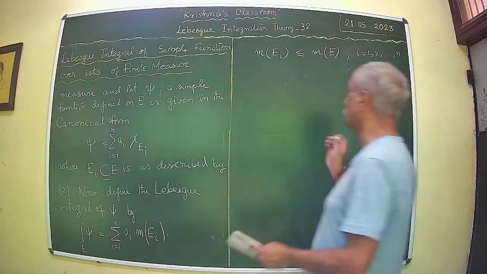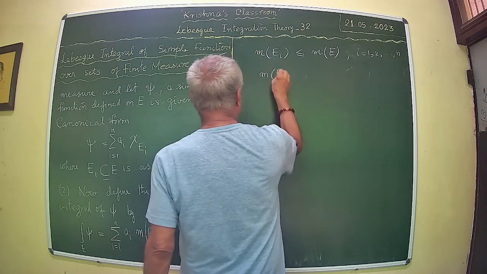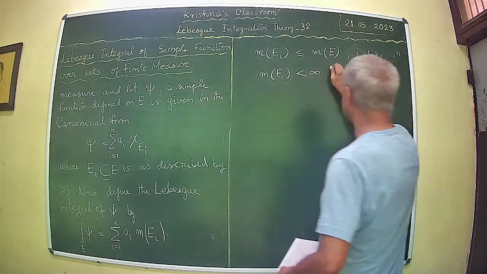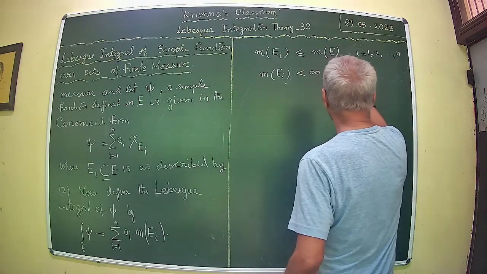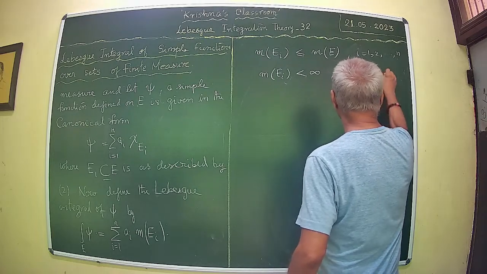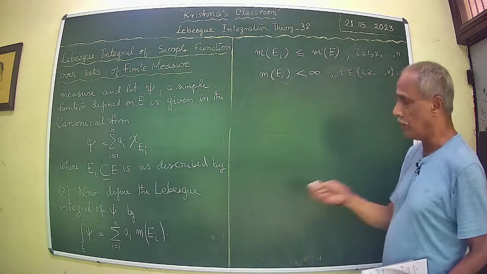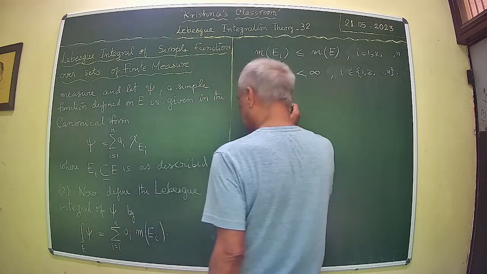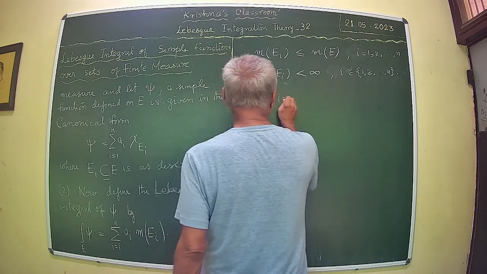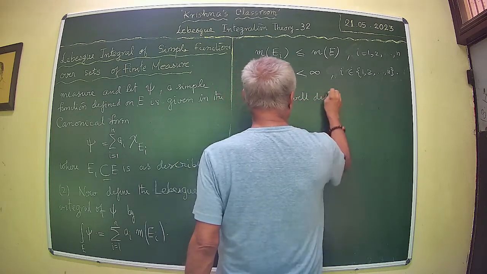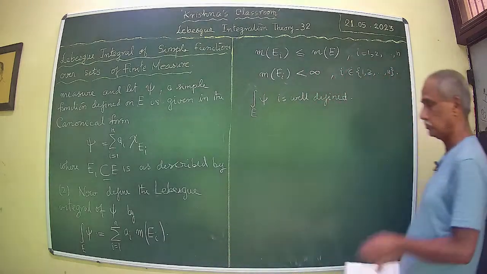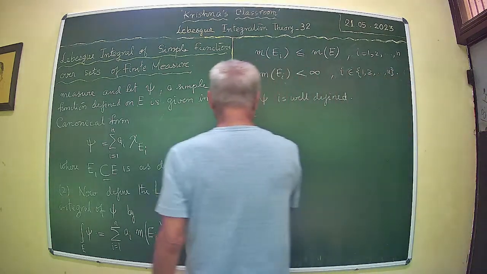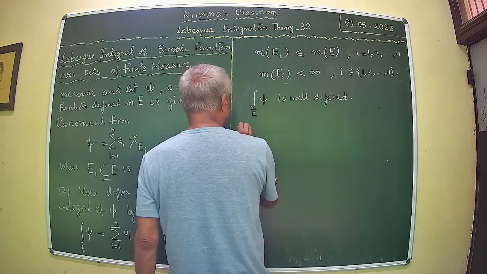So they are finite. So in short, what you have is that the measure of E_i is finite for every i, and therefore the integral of psi over E is well defined. And henceforth, our remark.